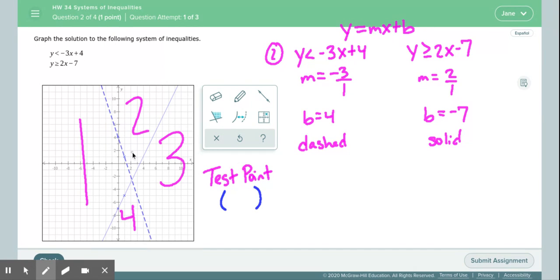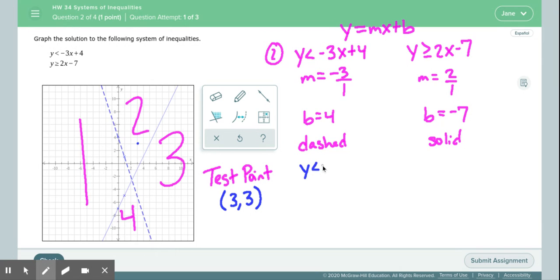All right, so for this one, I think it's easier to work with positive numbers, so I'm going to go ahead and use the test point 3, 3. So here's 3, 3 up in my second region up here. So I'm going to plug in 3, 3 into my first inequality.